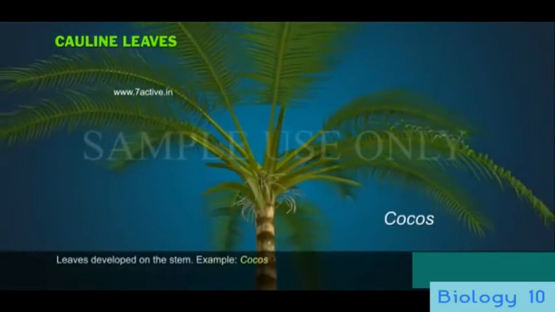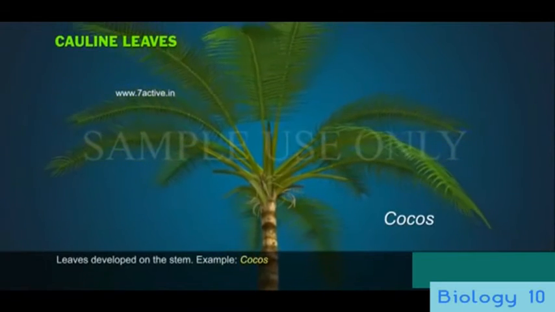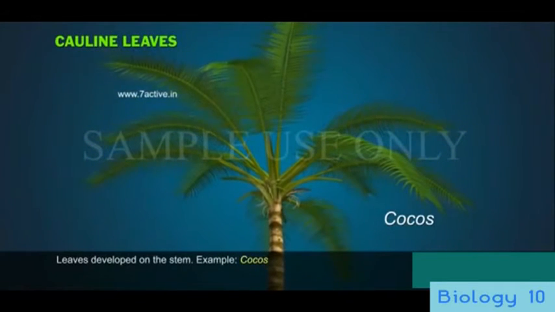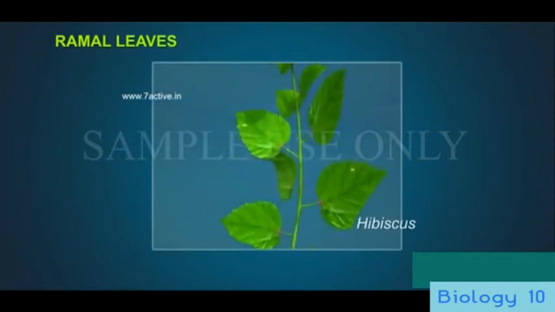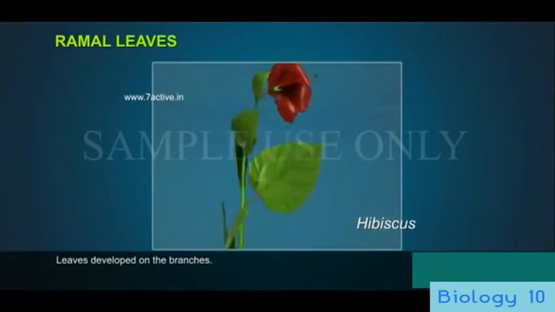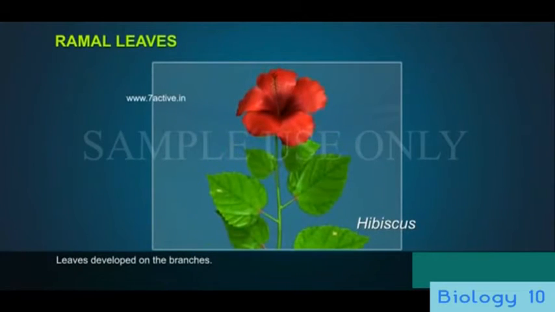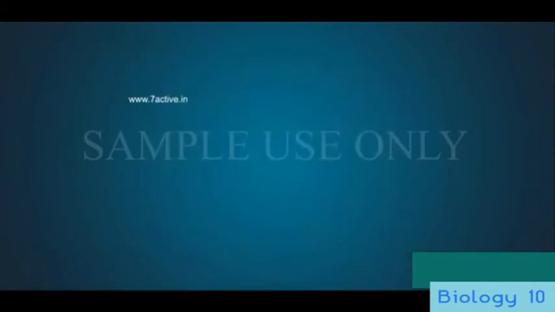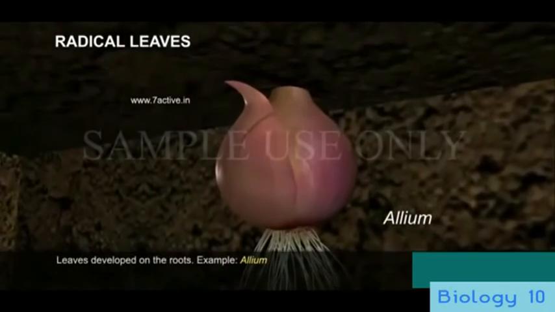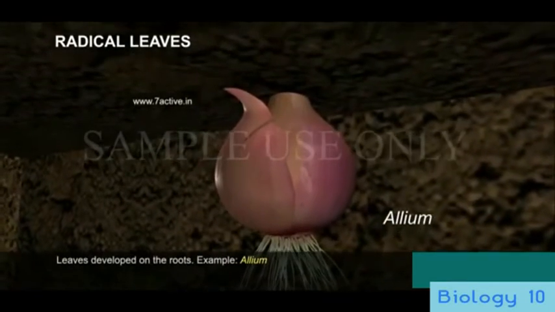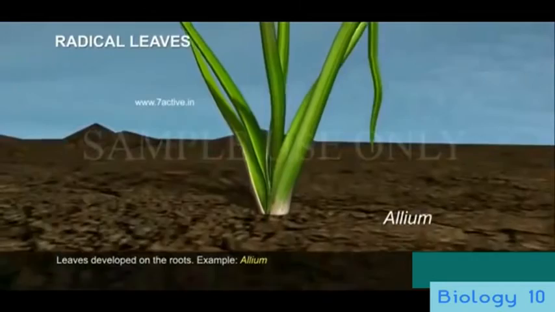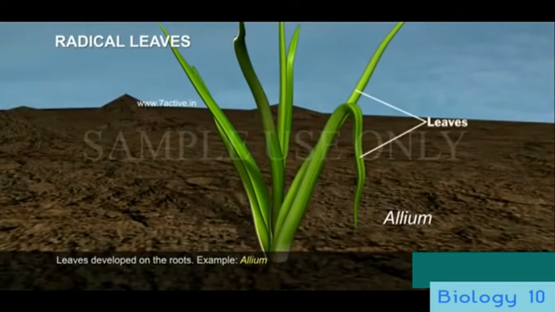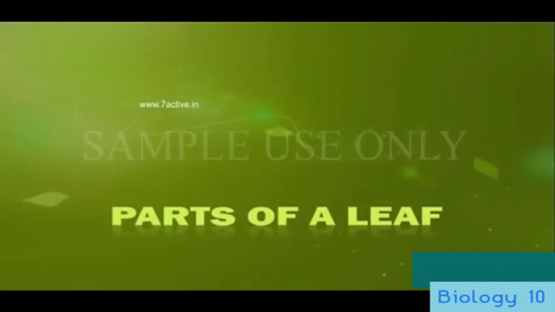Cauline leaves. Leaves developed on the stem. Example, cocos. Ramal leaves. Leaves developed on the branches. Radical leaves. Leaves developed on the roots. Example, allium.